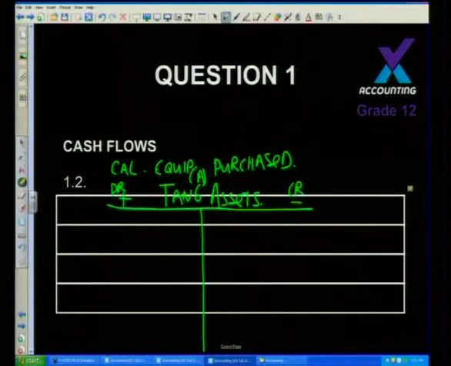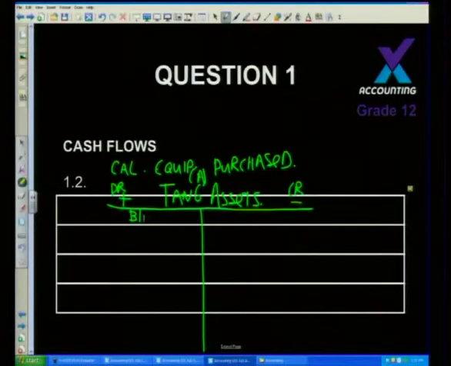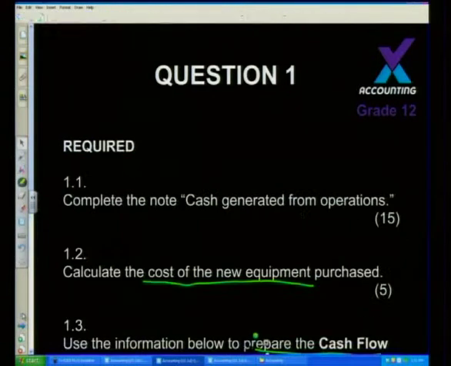Let's start with my brought down balance at the beginning of the year. Brought down, so let's go to your extract immediately at the beginning of the year.